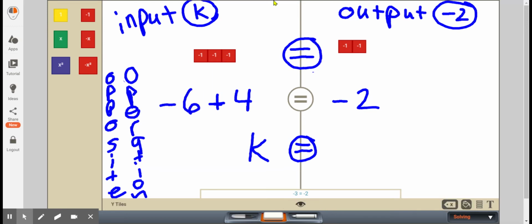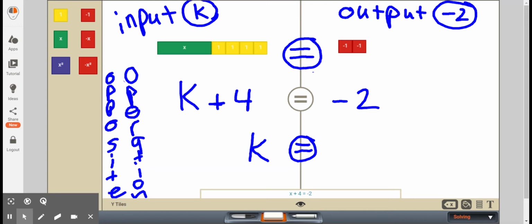And that would make this solution true where -6 does equal -2. Okay, so now I'm going to go back to the original equation where we have some number k plus 4 is equal to -2. Okay, so k plus 4 equals -2.